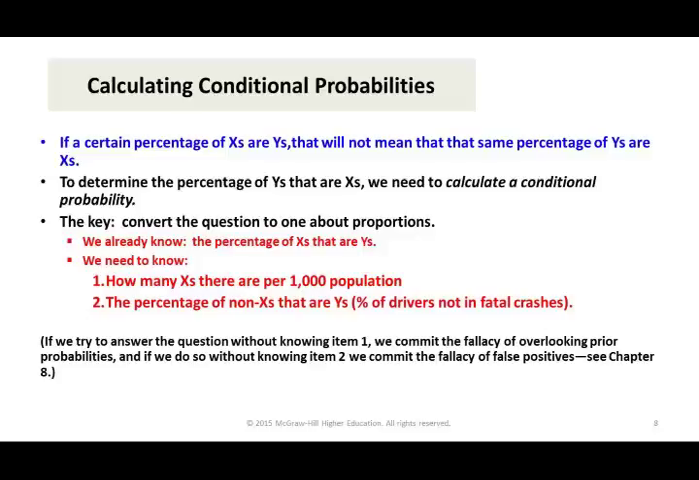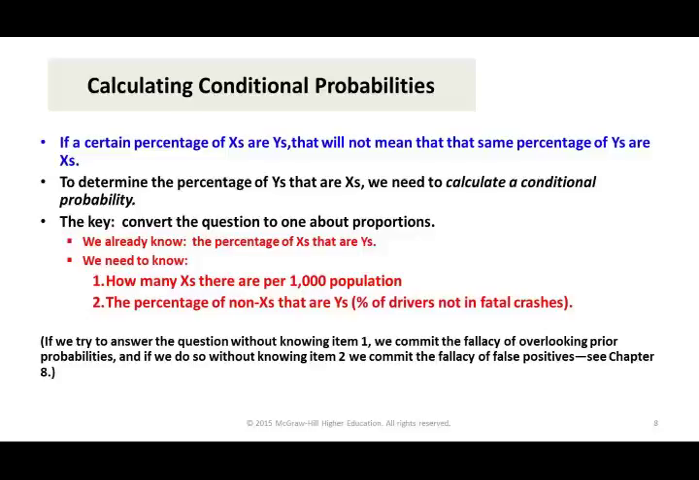Well, the key here is to convert the question to one about proportions. You can't just swap it, and the easiest way to translate it is to turn it into a conversation about proportions. Now, what do we already know? Well, we already know the proportion or the percentage of A's that are B's, or X's that are Y's. We know the percentage of people involved in fatal car crashes that are under 26. That we already know.